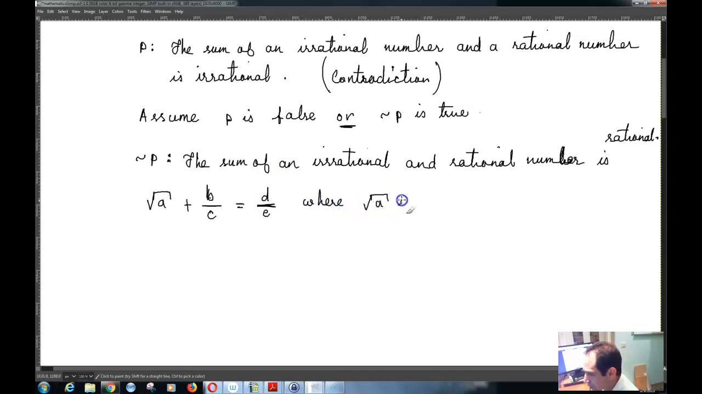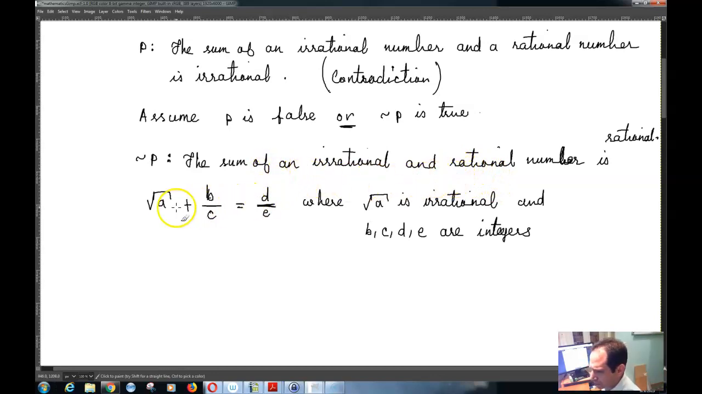Where the square root of a is irrational, and b, c, d, e are integers. Okay. Now, what we want to show is that basically we need to somehow create some sort of contradiction.